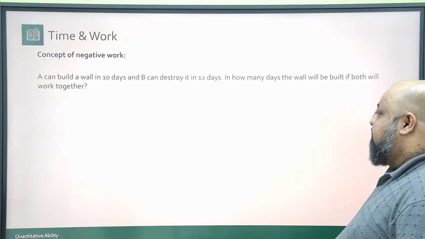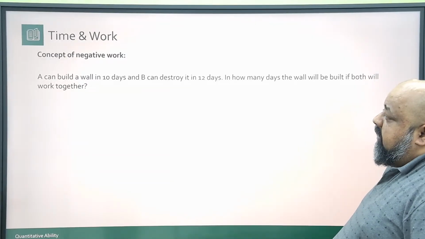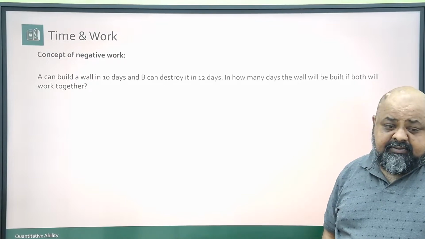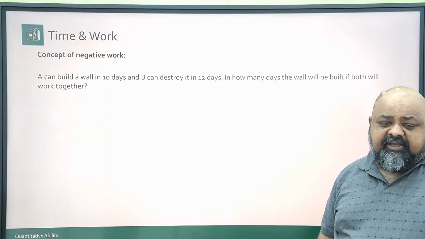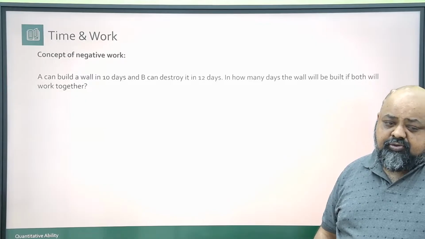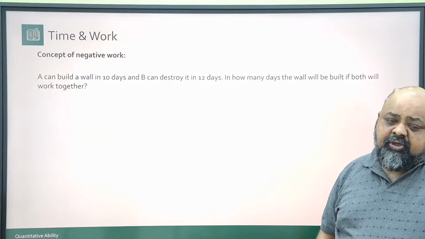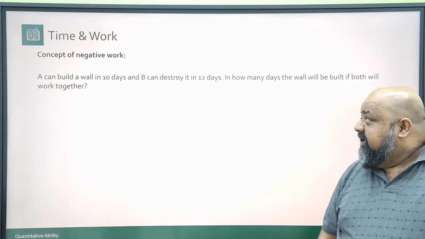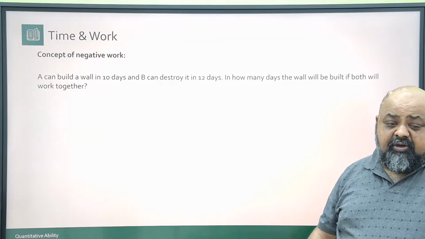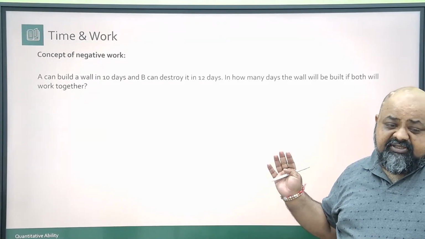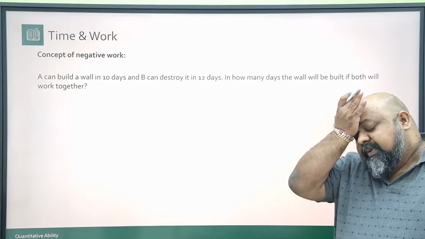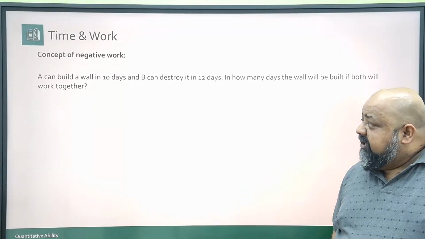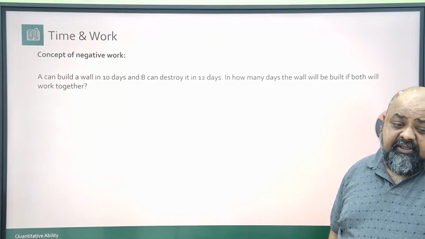ये देखिए बेसिक सा क्वेश्चन, A can build a wall in 10 days. अगर वॉल का कुछ भी काम नहीं हुआ है, A starts from scratch, so zero से पूरी की पूरी वॉल A can build in 10 days. B can destroy it in 12 days. मतलब पूरी वॉल बन चुकी है, B goes and starts breaking the wall. 12 दिन में सब कुछ खत्म कर देगा, पूरा साफ. In how many days will they finish the work working together?